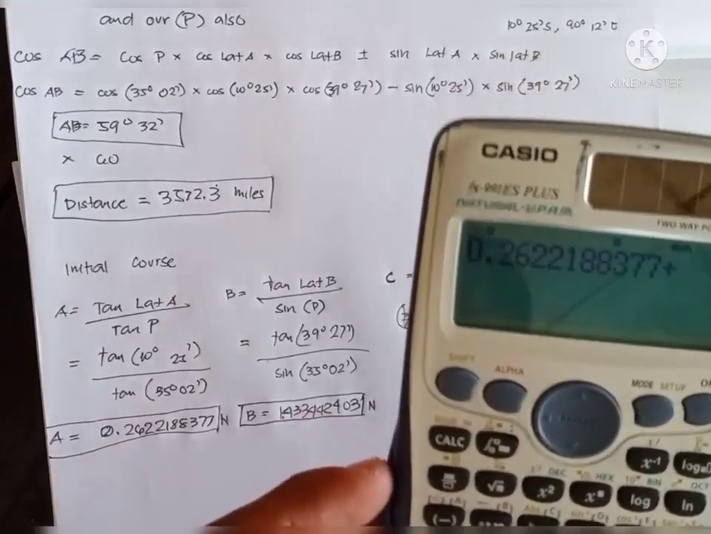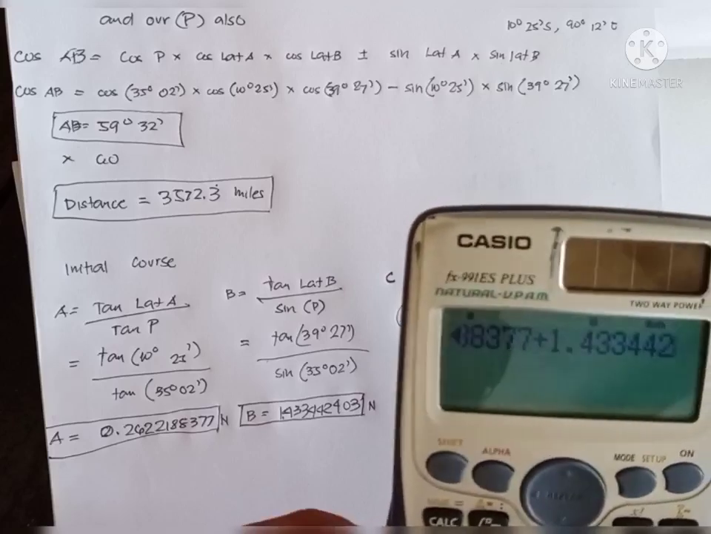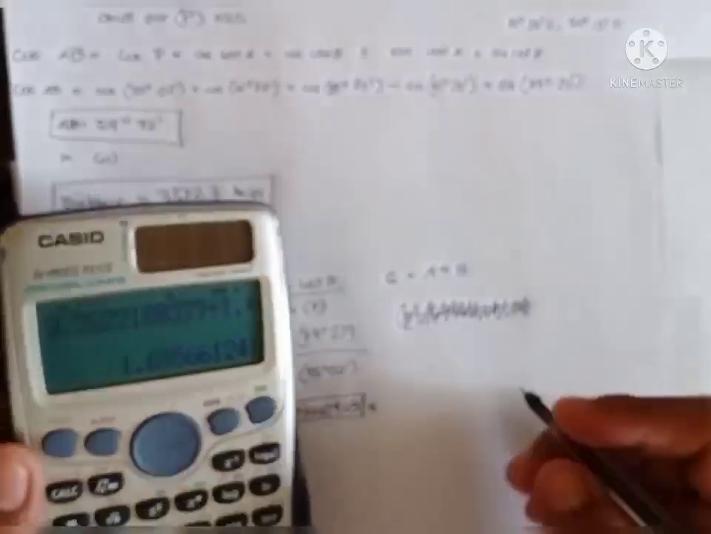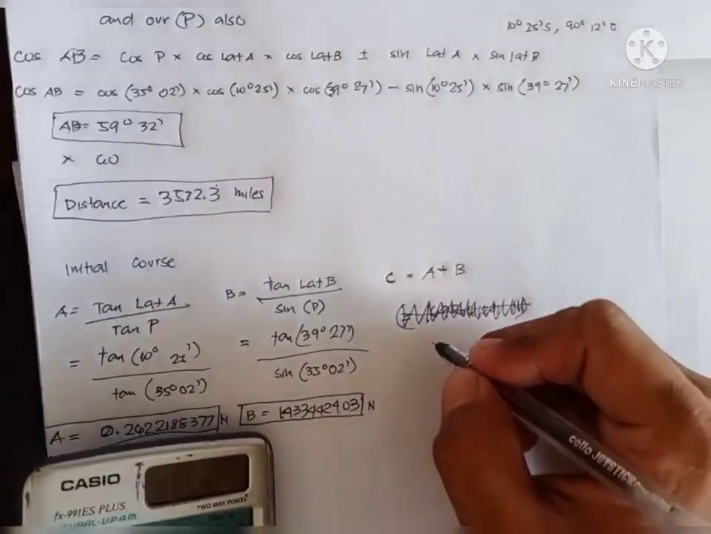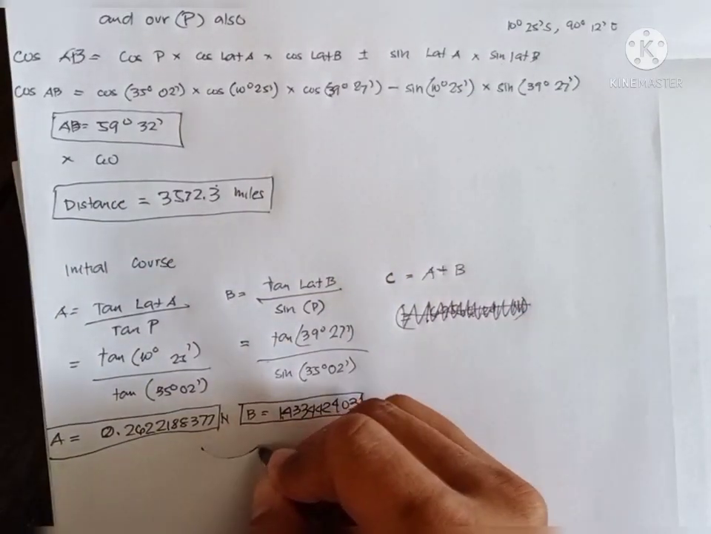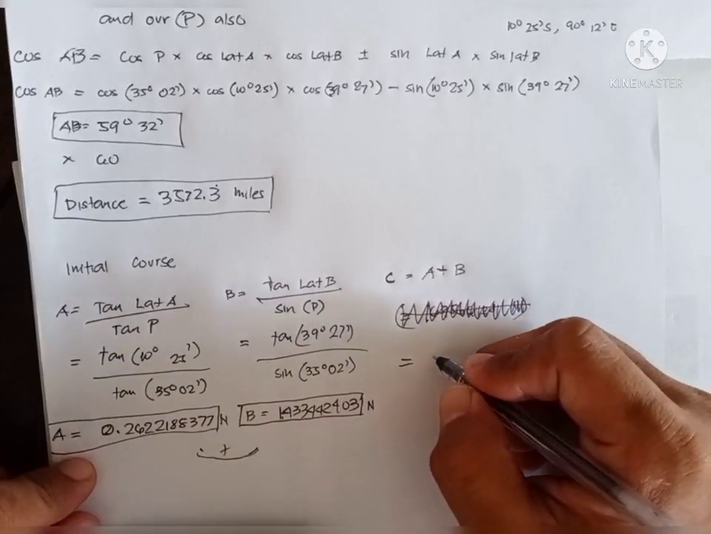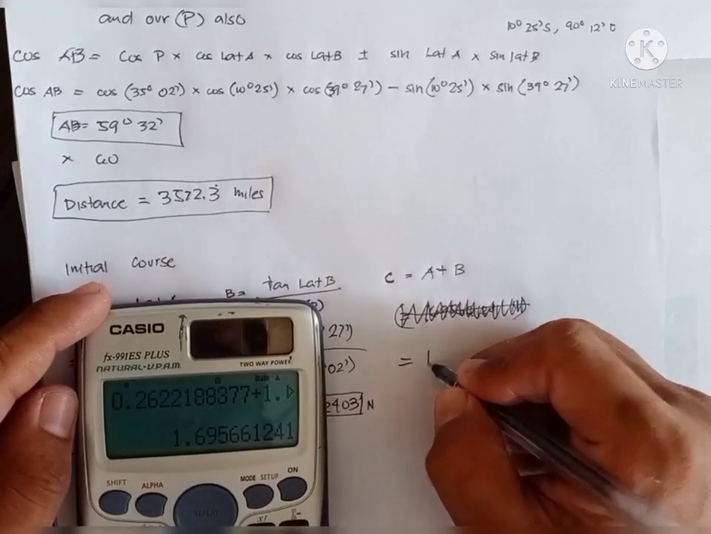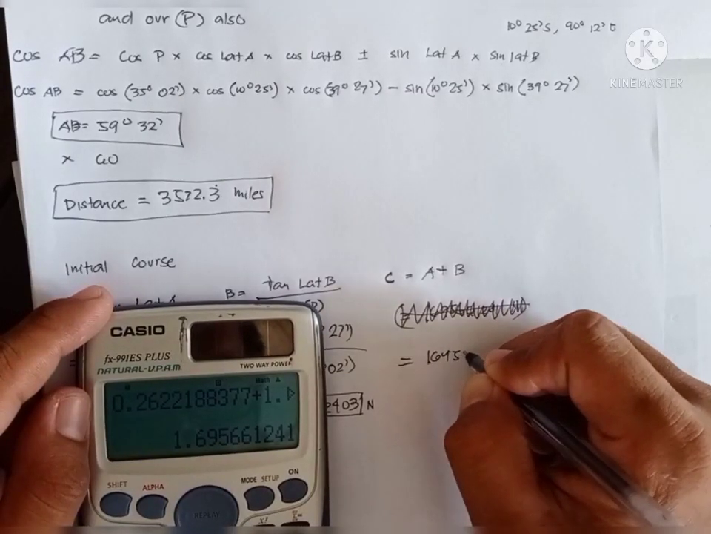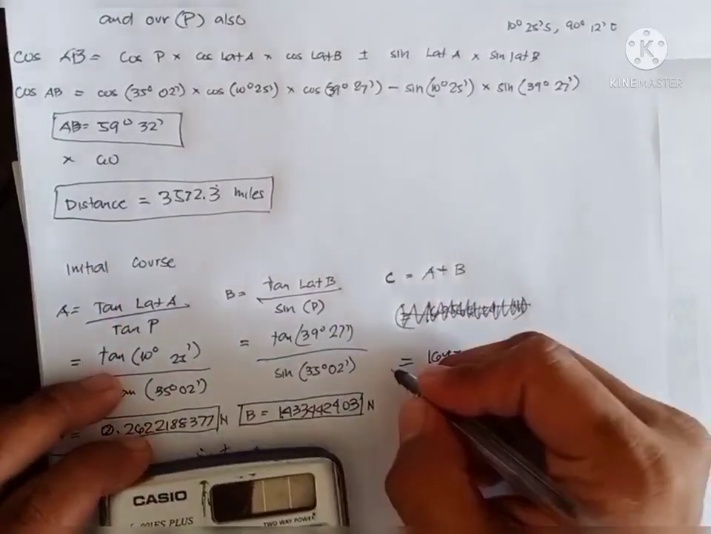0.26221888377 plus 1.433442403 equals, so we'll come up to the answer of 16. Add this to find the C. So our answer is 1.695661241. So here is our C.